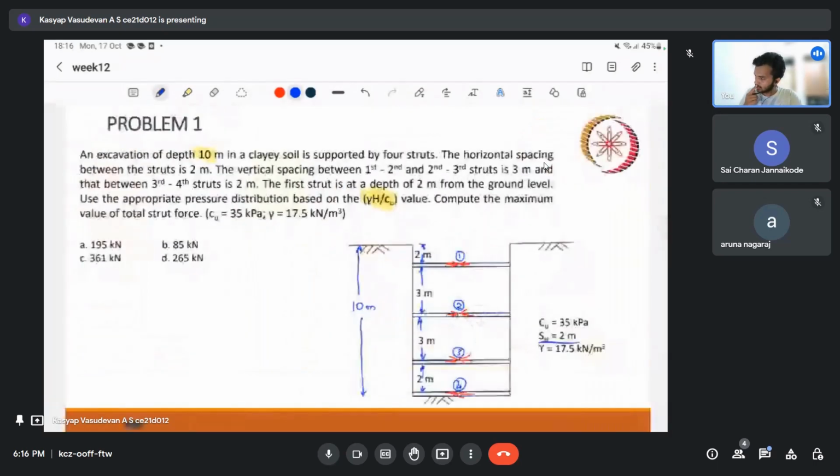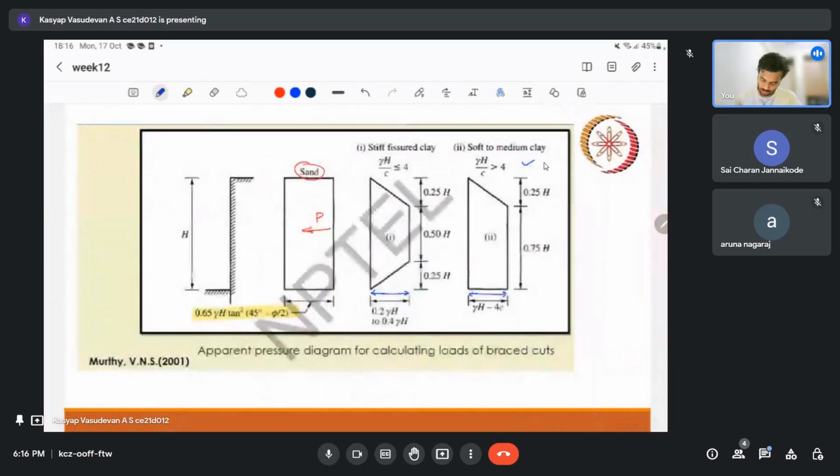In our particular case, Cu is given and gamma is given. H we know as 10. So let me find out what is gamma H by Cu. Gamma H by Cu is 17.5 into 10 divided by 35. If I find this out, I will get it as 5. So this is obviously greater than 4, so we have to go for this profile. That is, we have a trapezoid.